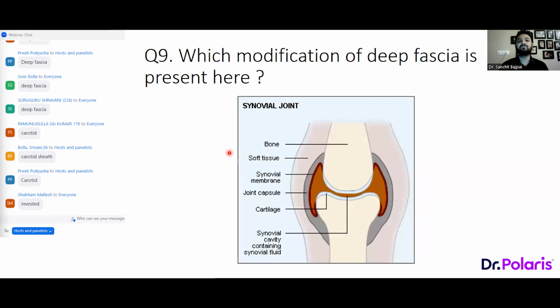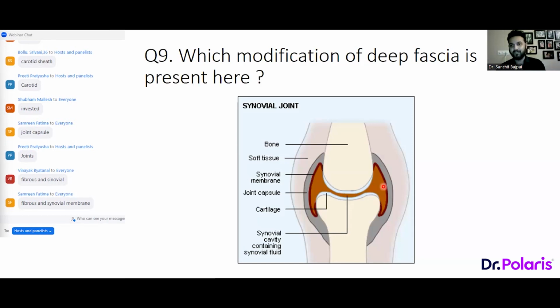Which modification of deep fascia is present here? So this is something that I told you. Okay, so right. Samreen has answered joint capsule. Okay, joint capsule. Now here we will again revise. So deep fascia contains the joint capsule. What are the two parts that make the joint capsule? So a joint capsule or articular capsule has two parts. Correct. Vinayak has answered right. Samreen has answered right. Outer fibrous, inner synovial. Correct. Synovial membrane creates synovial fluid.